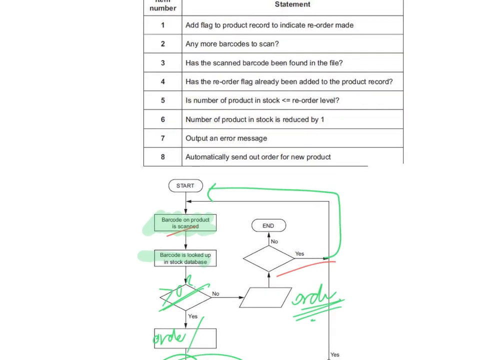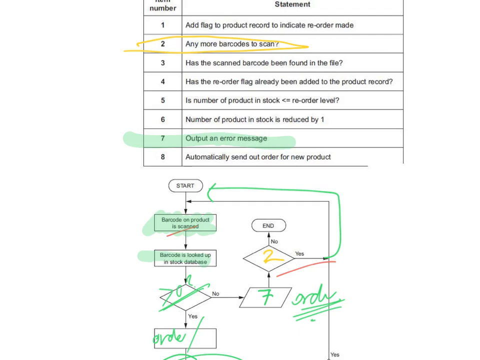Let's see. So, yeah, there we go. Output an error message for that one. So we're going to want that here. We want to output an error message to say that we must need to reorder that, or it's out of stock or something. And then we're obviously going to want to ask the user if they've got more barcodes to scan.